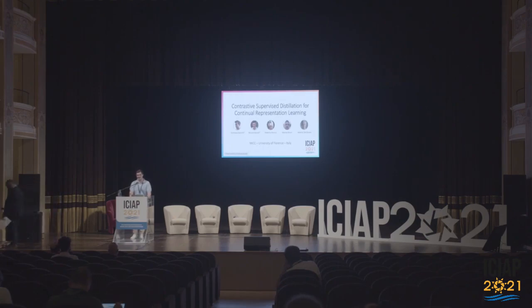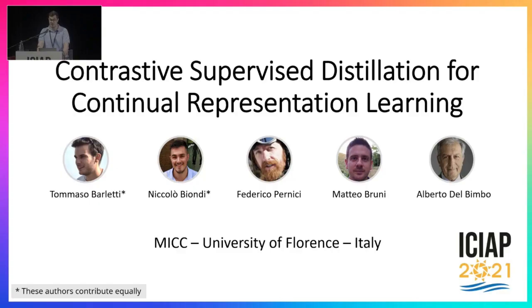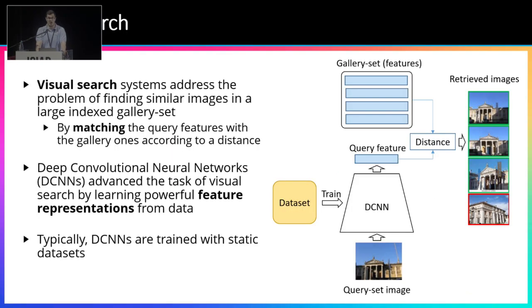Okay, hi, my name is Niccolo Biondi, and I'm going to present contrastive supervised distillation for continual representation learning. This is a joint work with my colleagues Tommaso Barletti, Federico Pernici, Matteo Bruni, and Alberto Del Bimbo from the University of Florence. Visual search systems address the problem of finding similar images in a large indexed gallery set by matching query features with gallery ones according to certain distance functions.